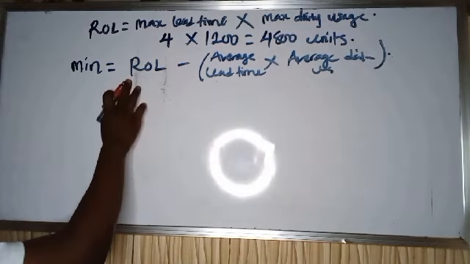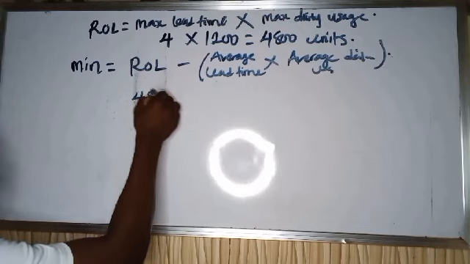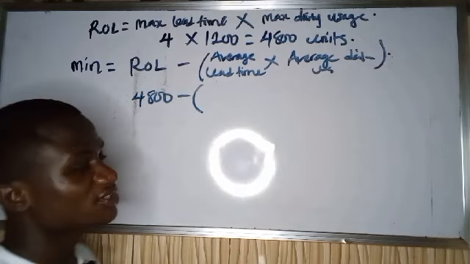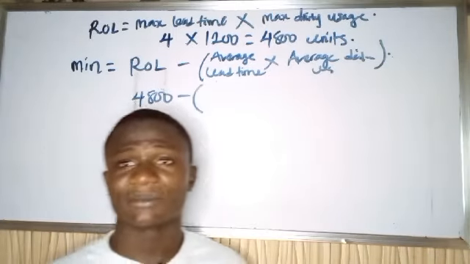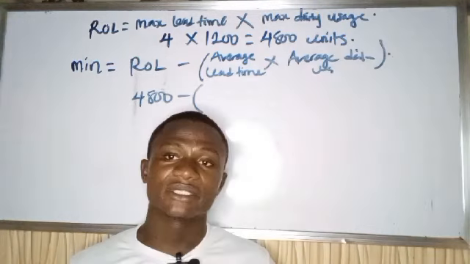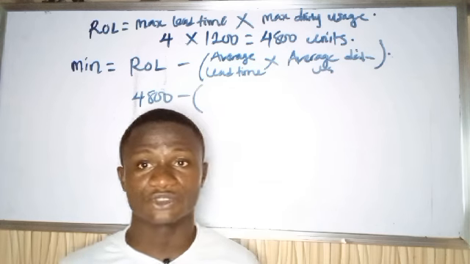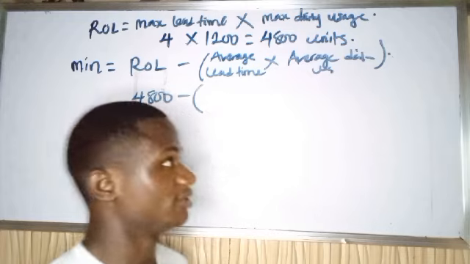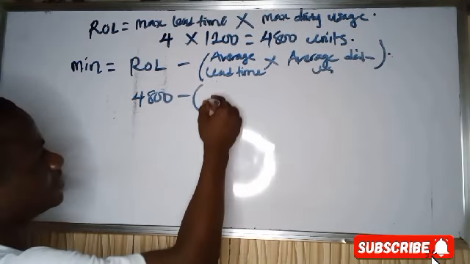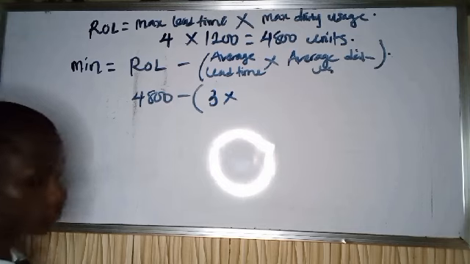So let's go. Our reorder level is 4,800 units. So we have 4,800 units minus average lead time. So how do you get the average lead time? Average lead time is simply the maximum lead time plus the minimum lead time divided by 2. And if you go by your question, our delivery period, the minimum is 2, our maximum is 4. So 4 plus 2 is 6. 6 divided by 2, that is 3. So our average lead time is 3, multiplied by our average daily usage.